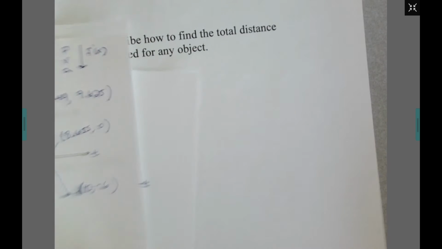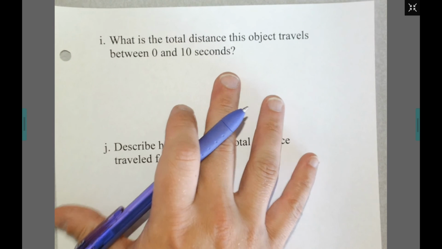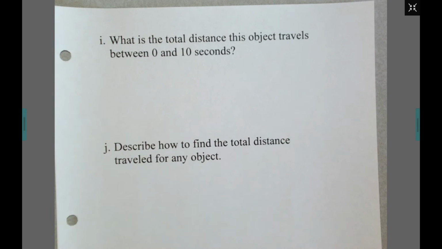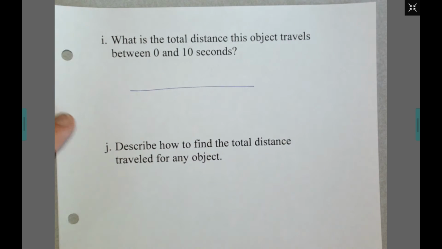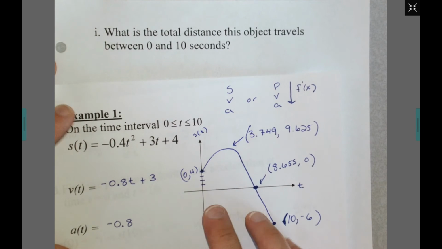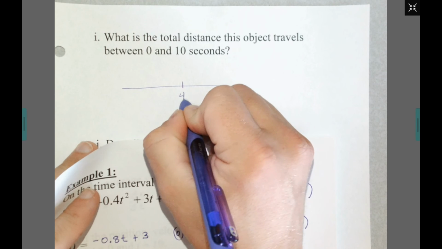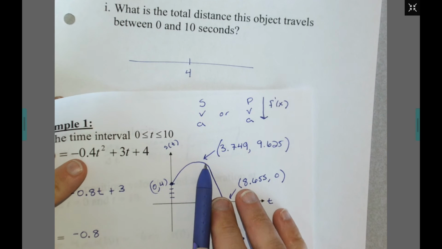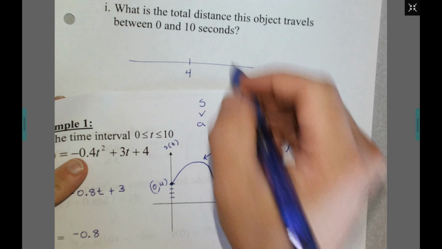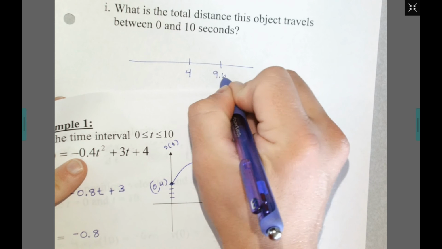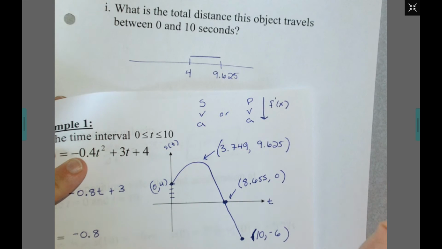All right, last two. They want to know what is the total distance traveled from 0 to 10 seconds. To do this, I'm going to make a number line. So looking at my position function, I started off at a position of 4, so I'm going to throw 4 down there. From there, it walked forward, or the person, whatever it was, walked forward until it got to 9.625. So went forward to 9.625.